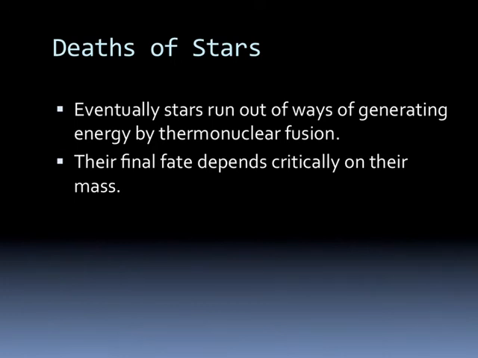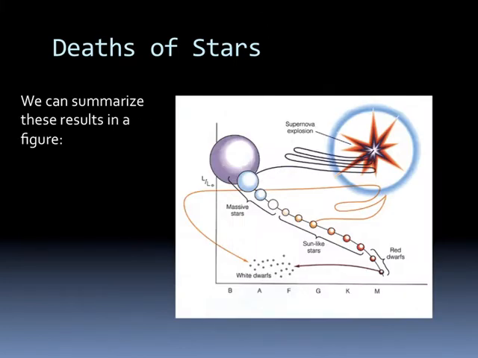Now eventually stars run out of ways of generating energy by thermonuclear fusion. The final state of a star depends critically on their mass. We can summarize it with this figure. Here we have the main sequence stars. Red dwarf stars, we're going to see, are just going to kind of fade away and become white dwarfs. We'll talk about what a white dwarf is in a second.